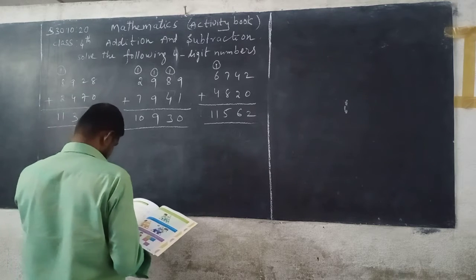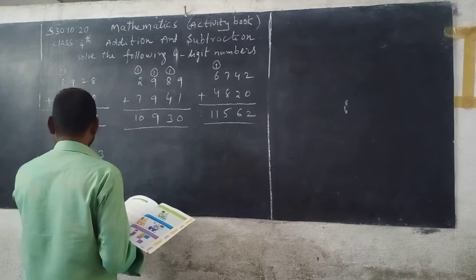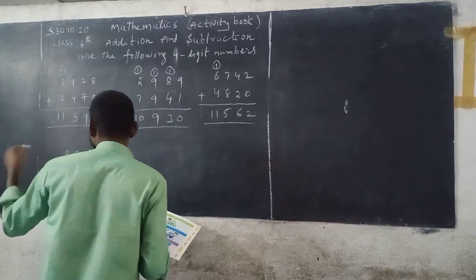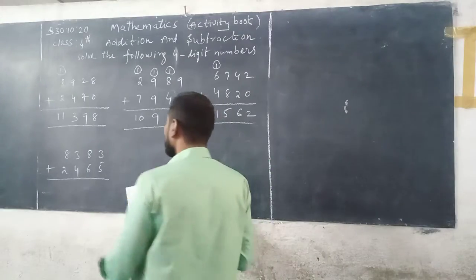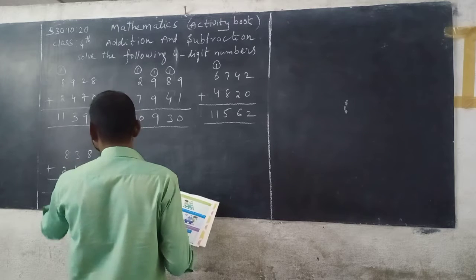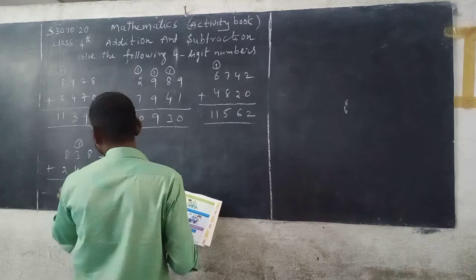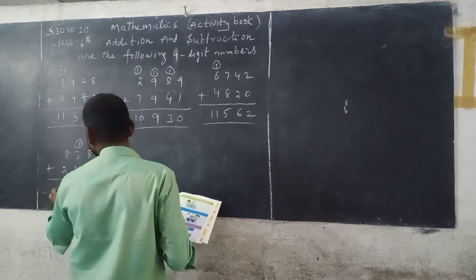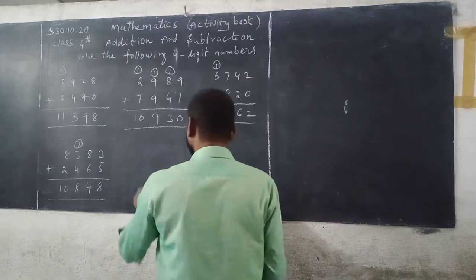8,383 plus 2,465. First add the digits in ones place, next tens, next hundreds, and next thousands place respectively. Now here, 3 plus 5, 8. 8 plus 6, 14. 4 taking, 1 carrying. Next 1 plus 3, 4. 4 plus 4, 8. 8 plus 2, 10. Sum is equal to 10,848. Now next.